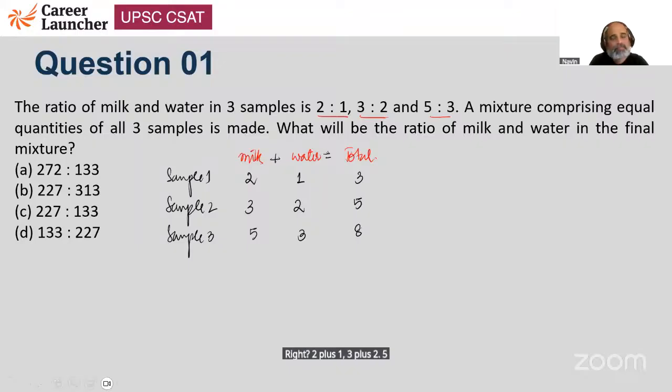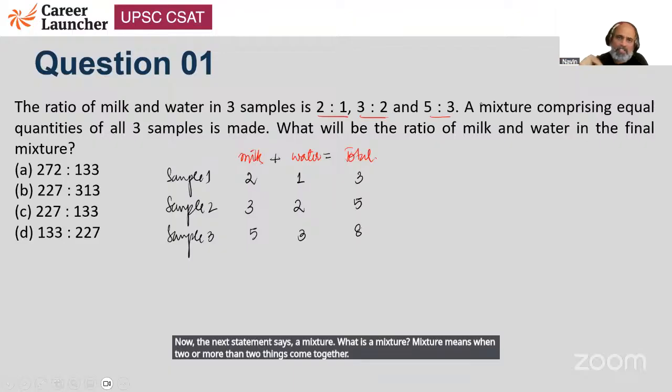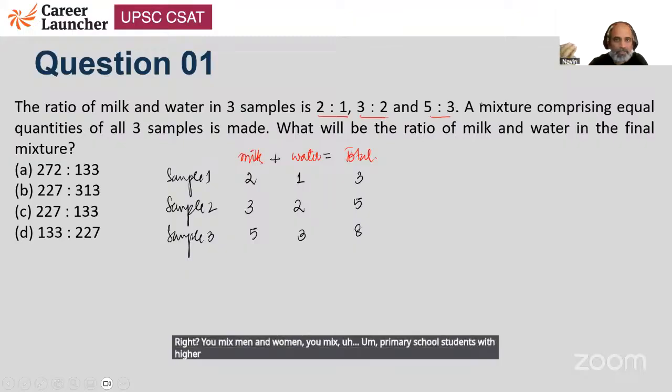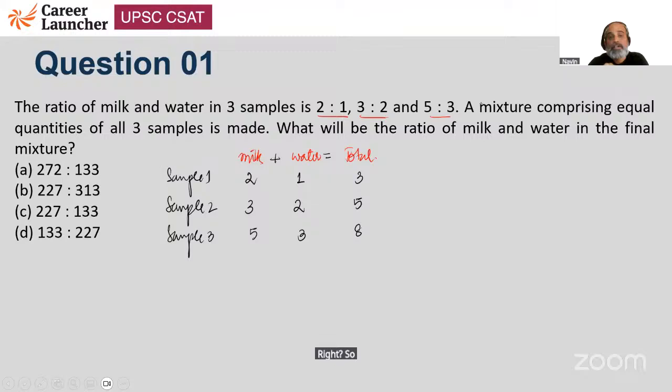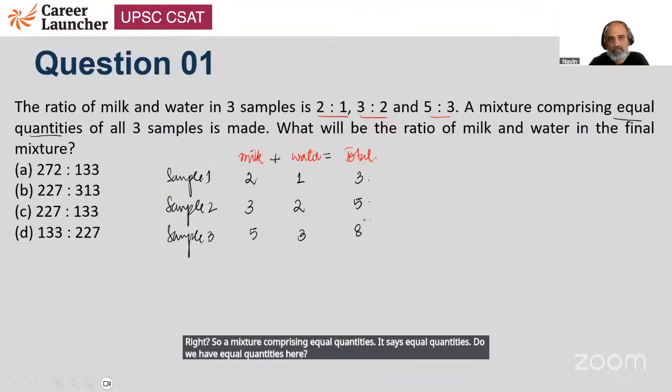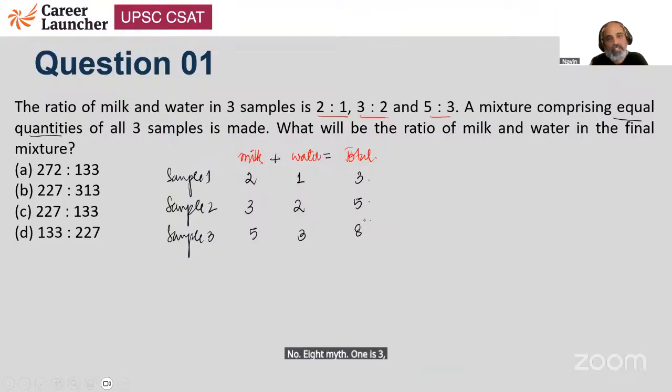5 plus 3. Now, the next statement says a mixture. What is a mixture? Mixture means when two or more than two things come together. When you mix, you don't mix water and water, right? You mix water and milk. You mix dal and rice. You mix sodium with potassium, right? You mix men and women. You mix primary school students with higher secondary school students, right? So mixture comprising equal quantities. It says equal quantities. Do we have equal quantities here? No. One is 3, another is 5, another is 8.